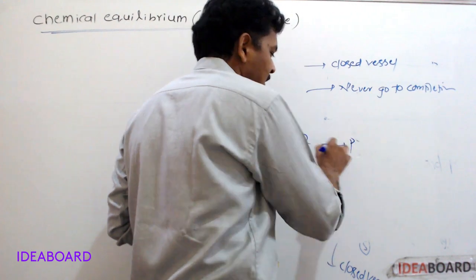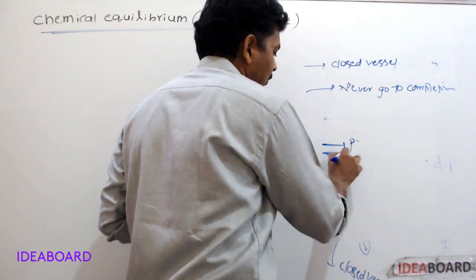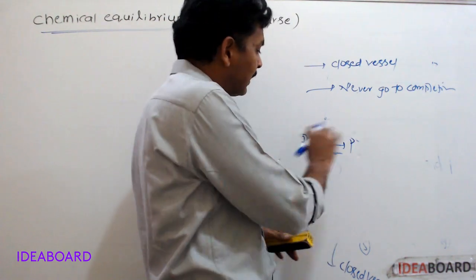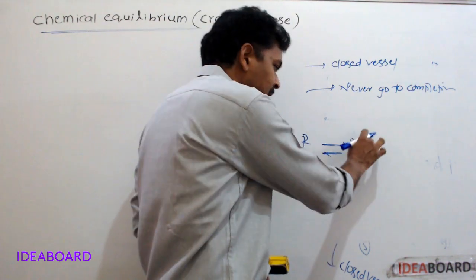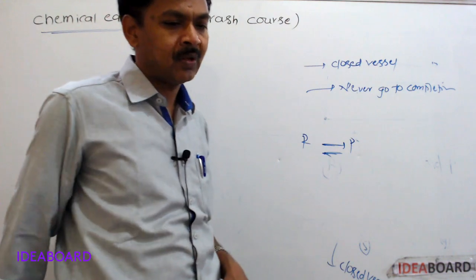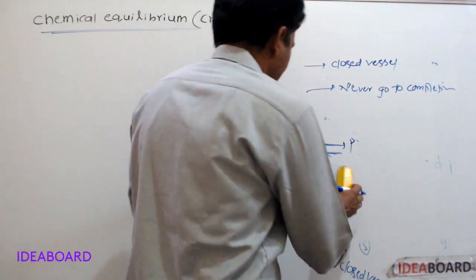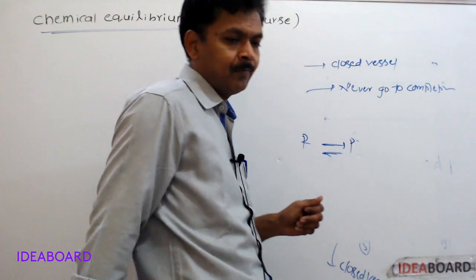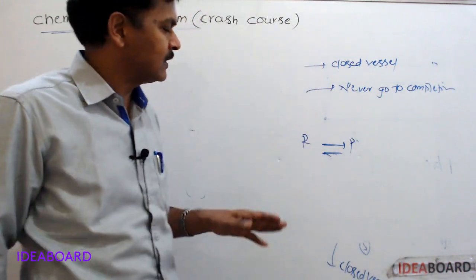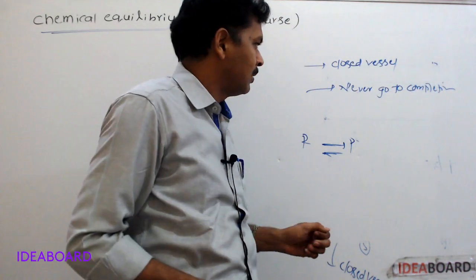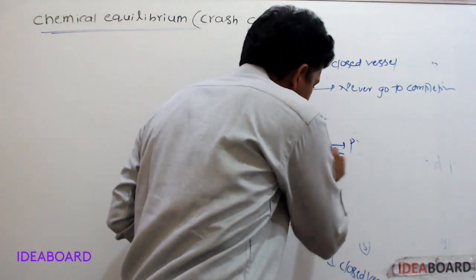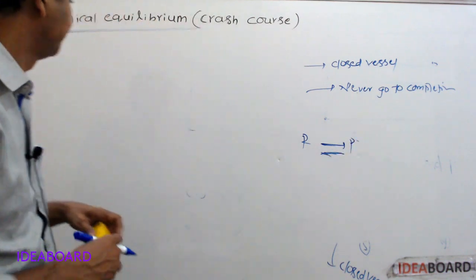Forward and backward reactions both will continue. Only one reaction will not take place. Both the forward reaction and the backward reaction will take place. In irreversible reactions, only the forward reaction will be completed. But if we take reversible reactions, both the forward reaction and the backward reaction take place simultaneously.